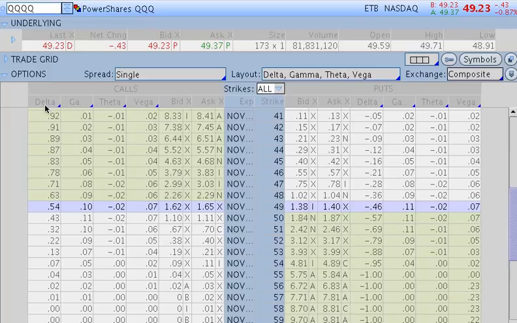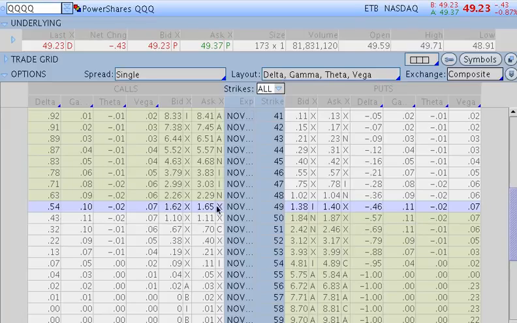Now very simply, we're going to start with delta. Delta is the incremental price movement in an option for a 1% move or a 1-point move in the underlying security. So you can see here that delta right now for these 49 November calls is about 0.54. So what that's telling you is that if the Qs were to trade up by 1 point, you would make about 54 cents per option contract on this trade. In this case, the 54 cents equates to about $54 in value for this one option contract.